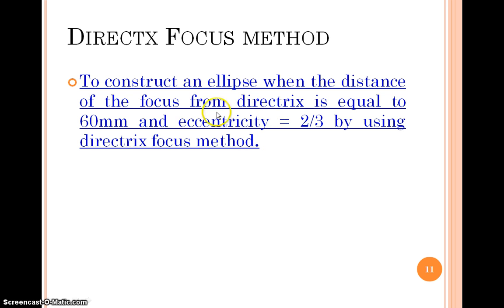So what they have given in the problem is the distance between the directrix and focus, which is equal to 60 mm, and the eccentricity is 2 by 3. So let us see how to draw the ellipse by the directrix focus method.